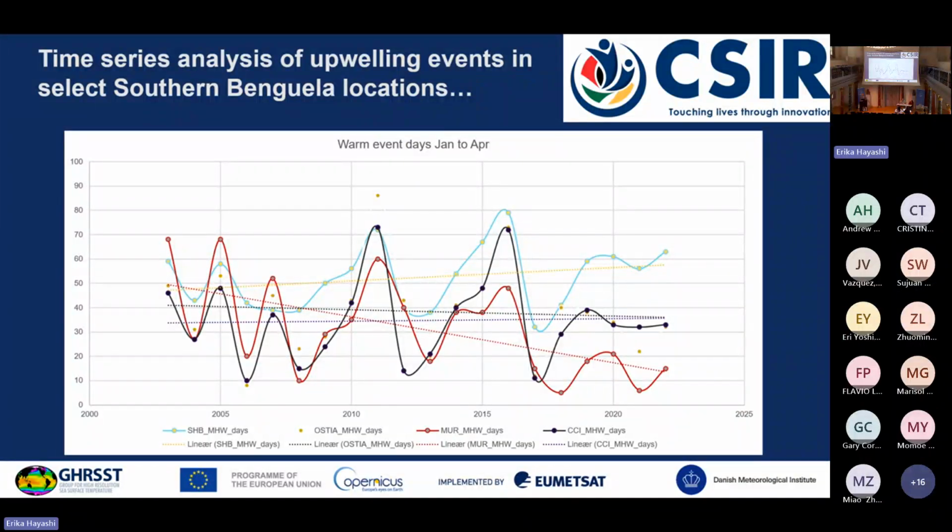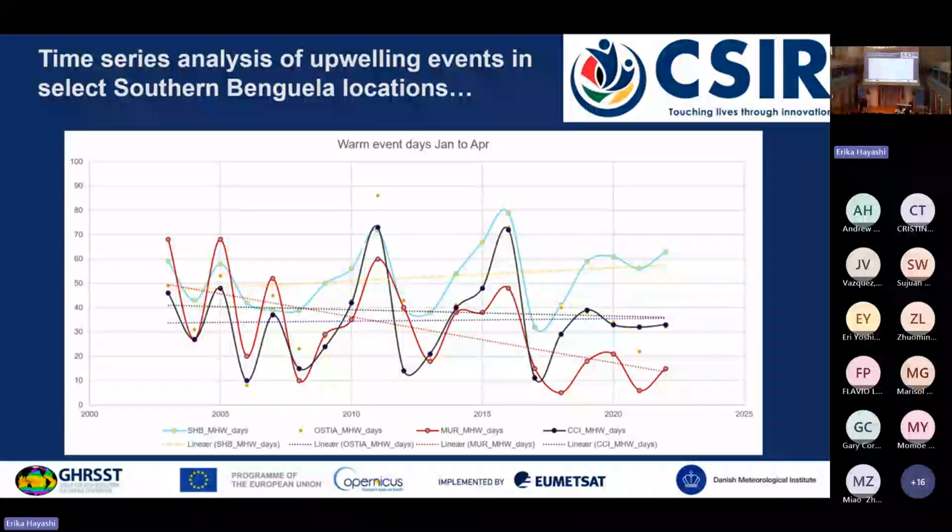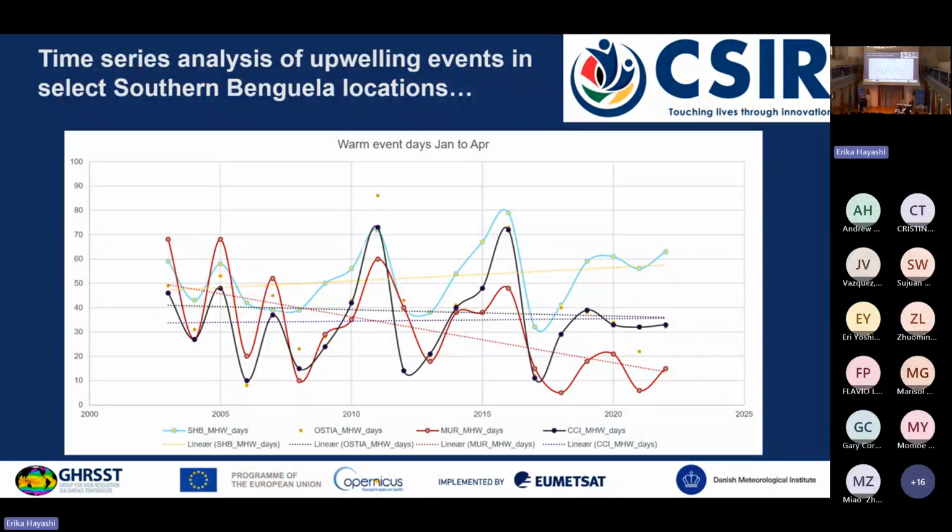And this is very confusing spaghetti, right? But it's the 4 products. And that's the amount of warm event days from January to April over the course of this data set. And yeah, there's big interannual swings between the amount of warming event days, but also the trend lines are quite different. So for St. Helena Bay, we were looking at no particular trend at all, I think, or a slight decrease.